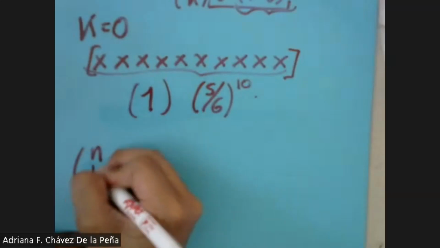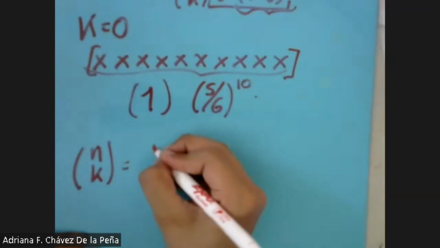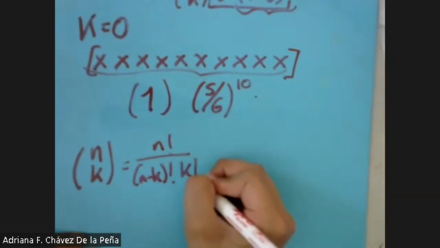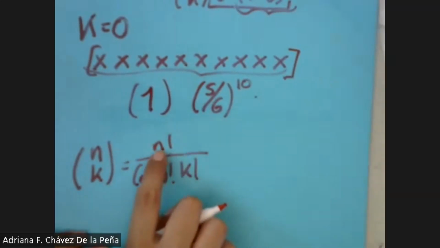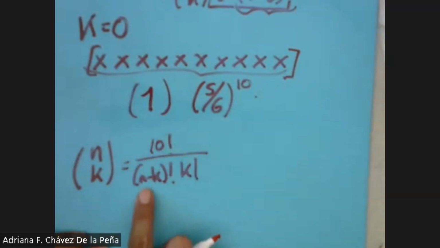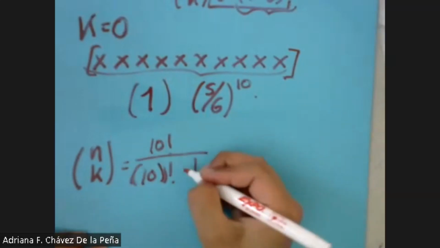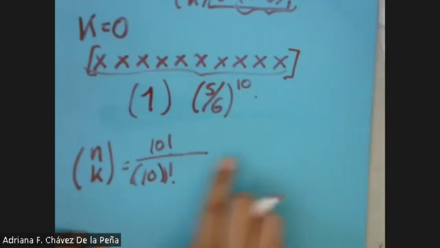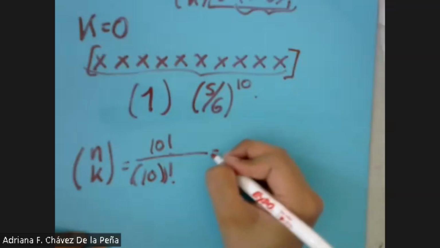So here n choose k is equivalent to n factorial divided by n minus k factorial times k factorial. We know that this right here is going to be a 10 factorial. And very quickly, we realize that this right here too is going to be a 10 factorial, and that this k here is a 0. So this 0 factorial just turns into a 1. These two have the same value in the numerator and denominator, so they cancel, and this is only 1.